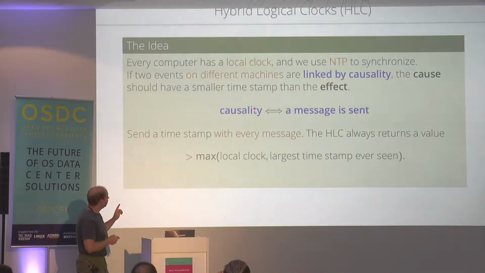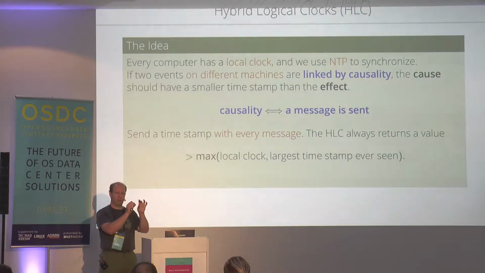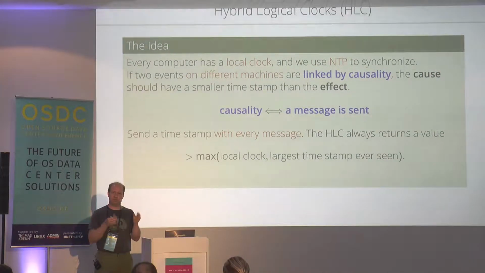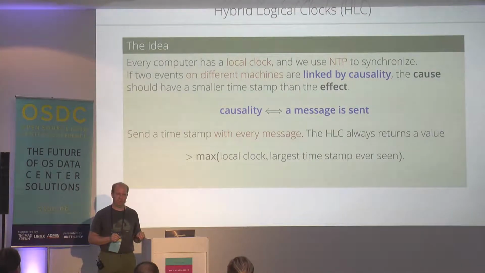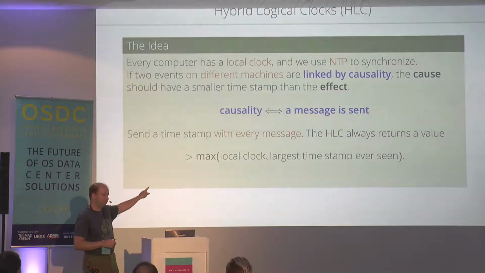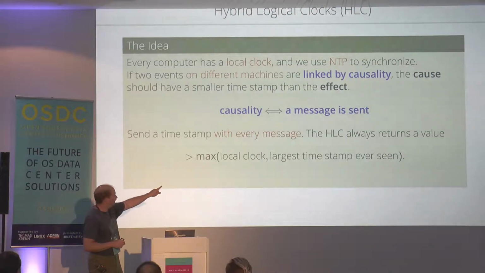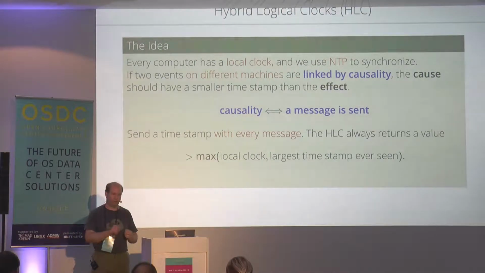So therefore, you identify causality with a message has been sent. Because in a distributed computer system, the only way where something can cause something else on another machine is if there was a network message between them. So therefore, for the moment, we say causality is the same as message. And here's what you do. Every computer has a local clock. And we send a timestamp with every single message sent from server A to server B. That's not a lot of traffic.